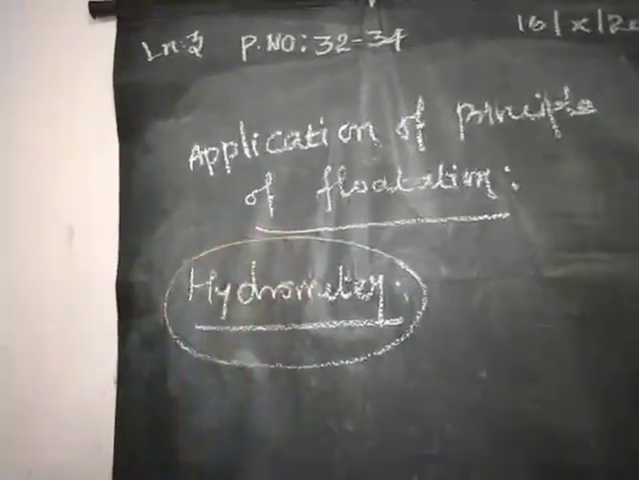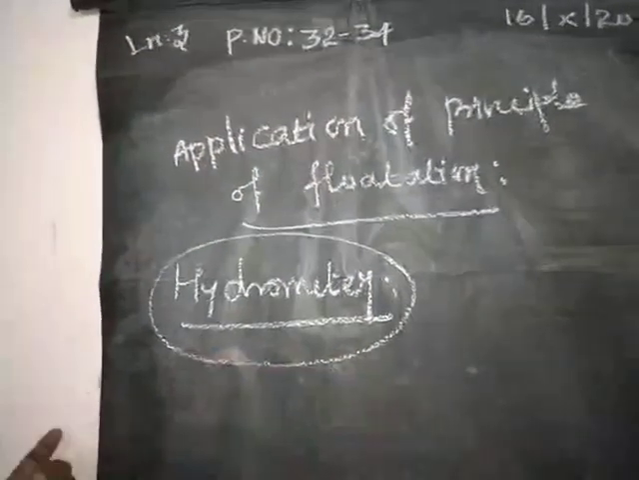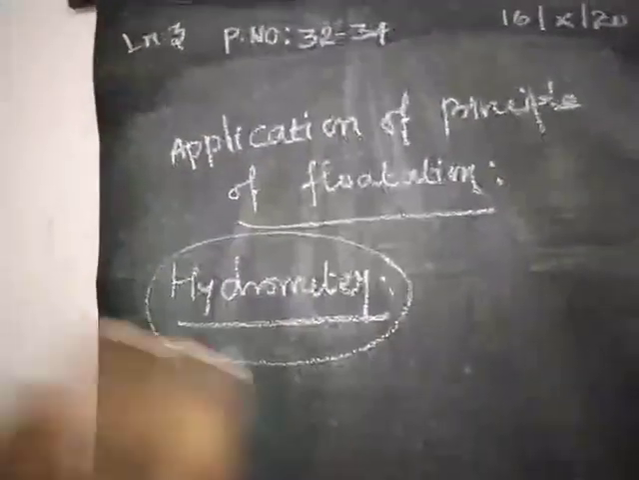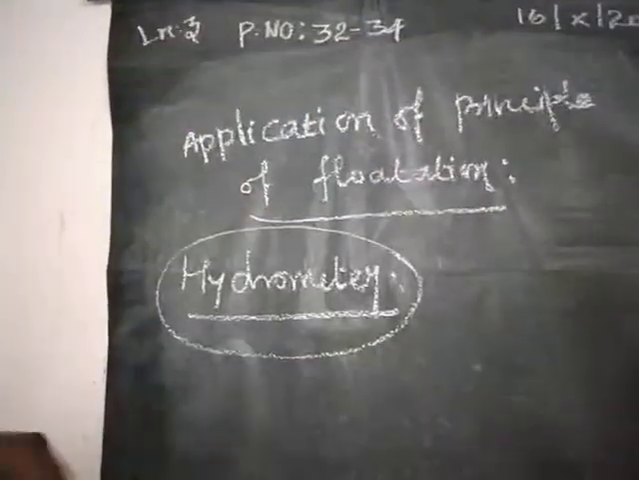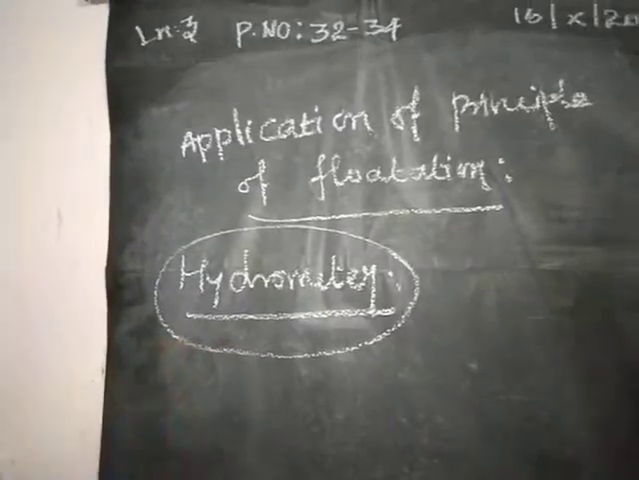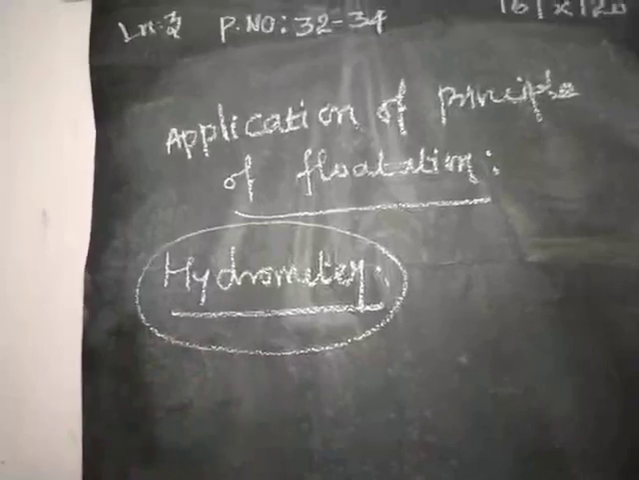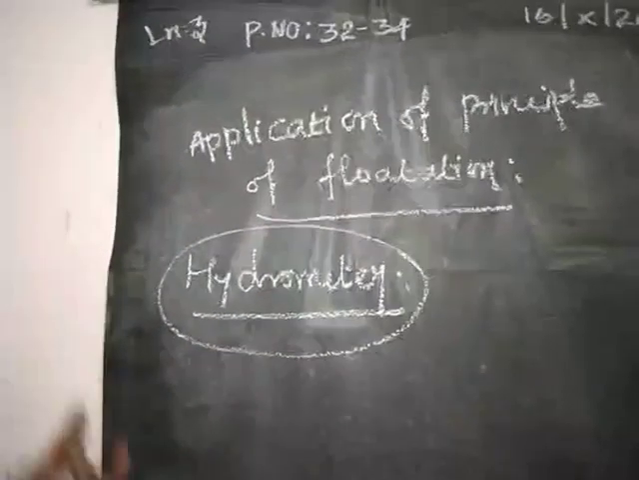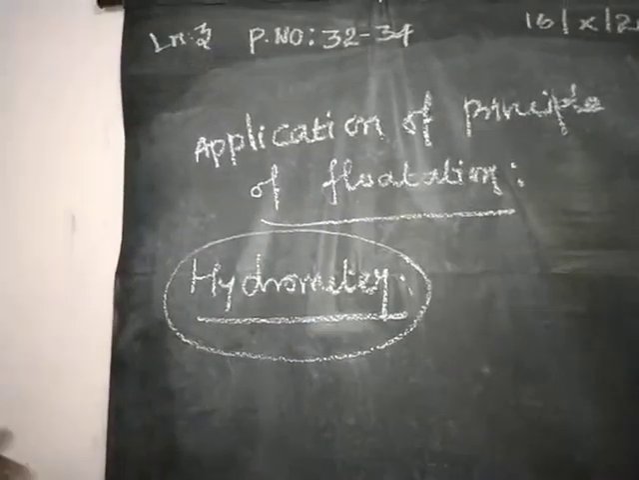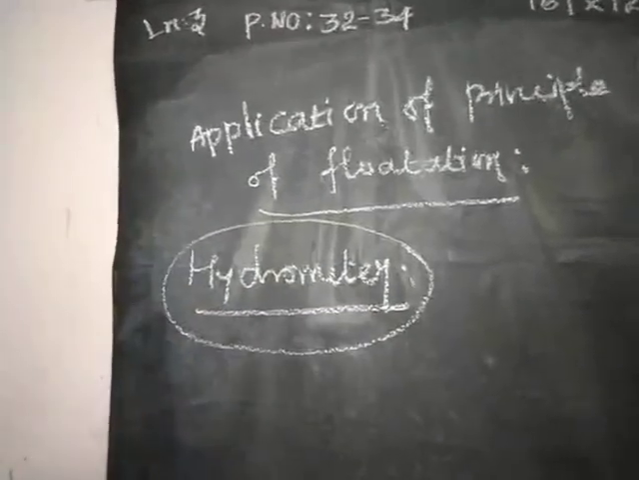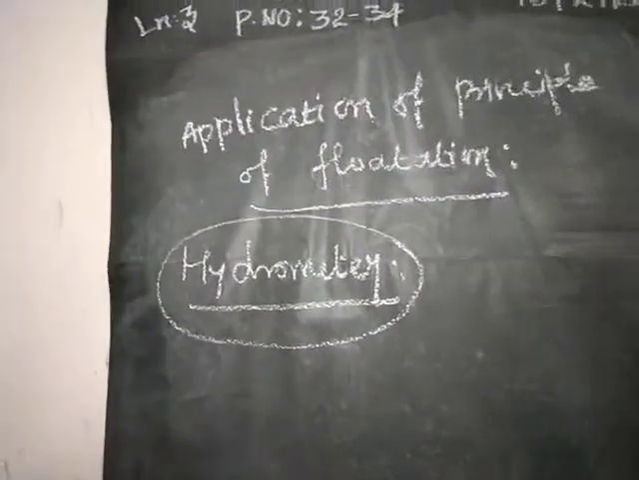We take that meter and immerse it into the liquid. No need to put weight or do any calculations. Directly we can measure the density or relative density. That is the advantage when compared to the pycnometer, where we have to put weight and then do the calculation. But with the hydrometer, no calculation is needed. It is direct, like digital.